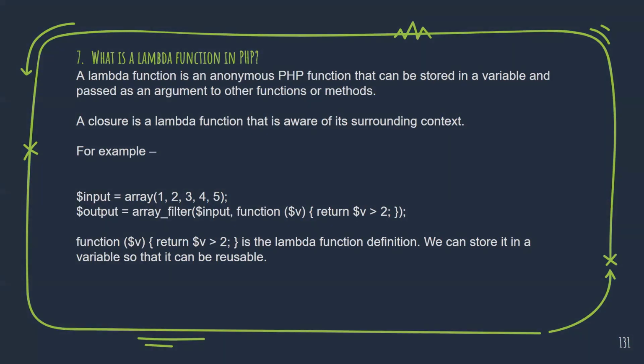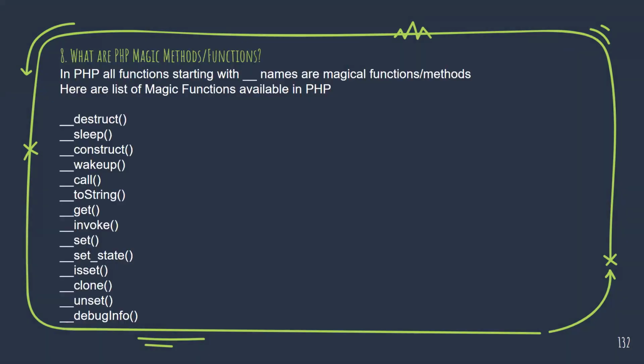Followed by that, we go to, what are the PHP magic methods or functions? In PHP, all functions starting with the double underscore names are magical functions or magical methods. These are the list of magical functions widely used or widely available in PHP: __destruct, __sleep, __construct, __wakeup, __call, __toString, __get, __invoke, __set_state, __set, __unset, __debugInfo, etc.